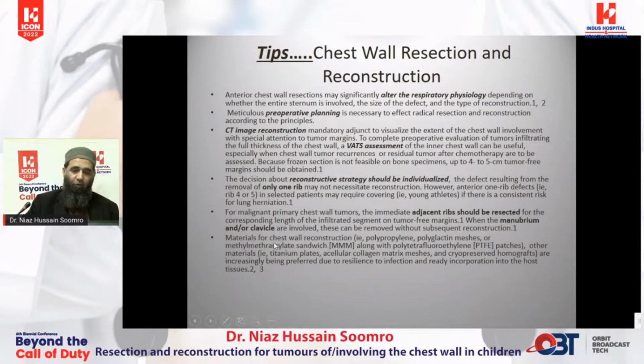For the materials for chest wall reconstruction, we can use polypropylene and polyglactin mesh with methyl acrylate bone cement, along with polytetrafluoroethylene patches. Sometimes we need titanium plates to replace the ribs. Acellular collagen matrix meshes and corresponding homografts are increasingly being preferred due to their resilience to infection and ready incorporation into the host tissue.